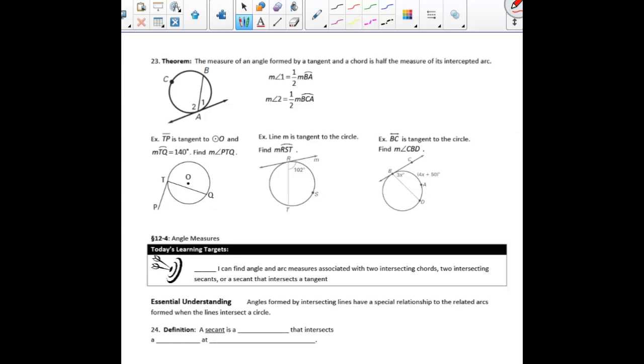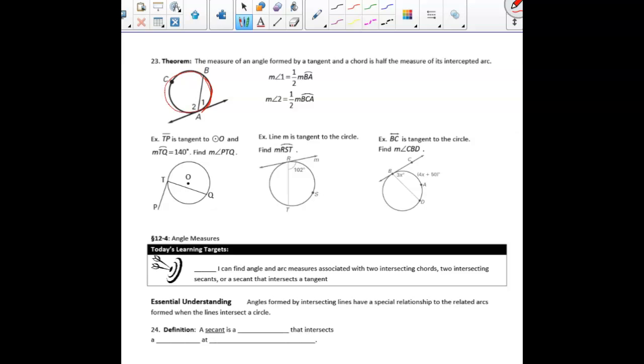Now we have another theorem. If a chord and a tangent form the angle, the measure of an angle formed by a tangent and a chord is half the measure of the intercepted arc. So this angle 1 is going to be half of that. So if this is 40, that's 80. If that's 100, that's 50. Same for angle 2. That's this arc.